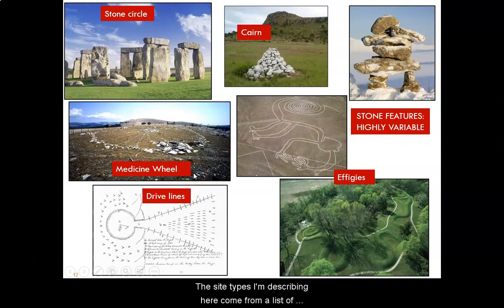The site types that I'm describing to you here come from a list of Alberta site types, and one of the site types that we find very commonly in Alberta, although these site types are found throughout the world, are stone features. Now, of course, the examples I've given here are global perspectives, but just know that stone features are highly variable, everything from inuksuks to cairns, which are basically piles of stones, to stone circles, of course Stonehenge being one of the most famous.